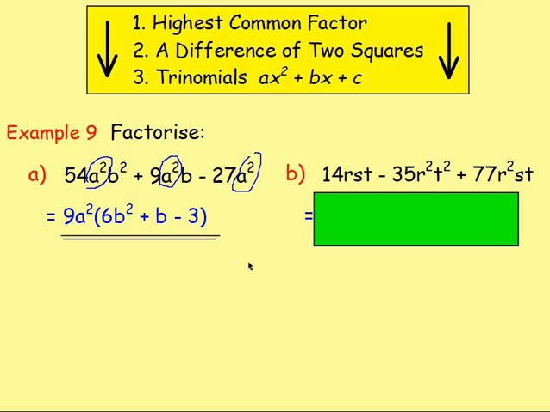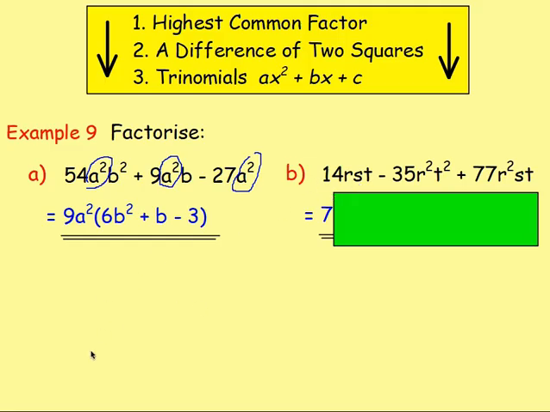And the last one, who is up for doing this last one? Okay, Finlay, what do you think number-wise? Is there anything you could take out as a highest common factor? 7? Good. They're all in the 7 times table. Again, go to the side and write down your factors if you want.